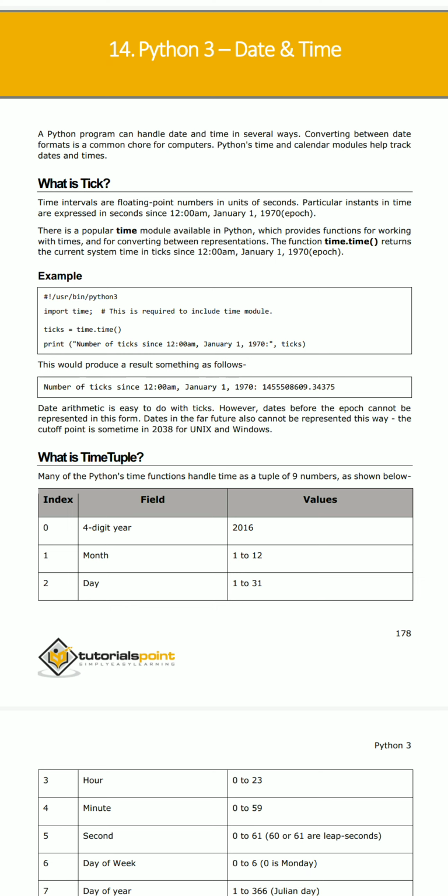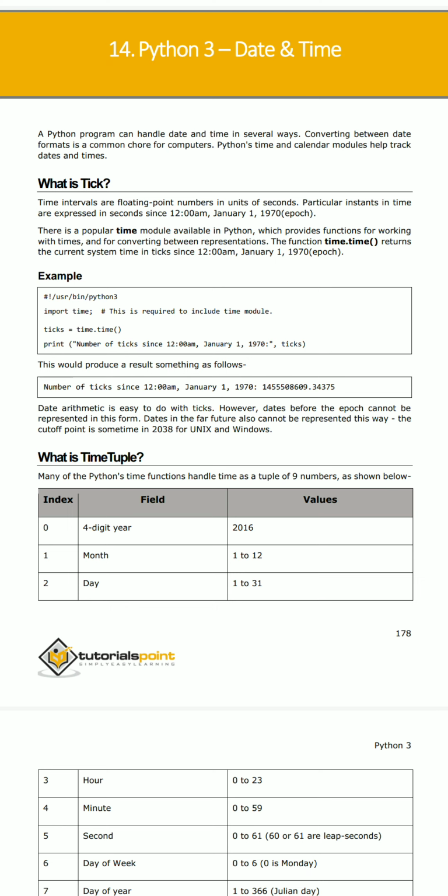A Python program can handle date and time in several ways. Converting between date formats is a common task for computers, and the time and calendar modules help track the date and time in Python. So what is meant by a tick? Ticks are time intervals that involve floating point numbers, measured in units of seconds.